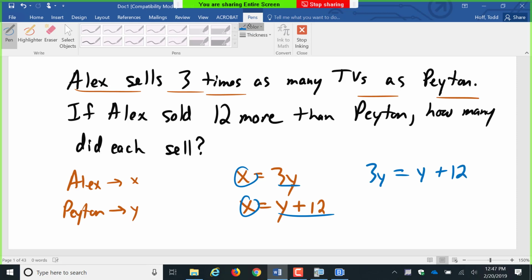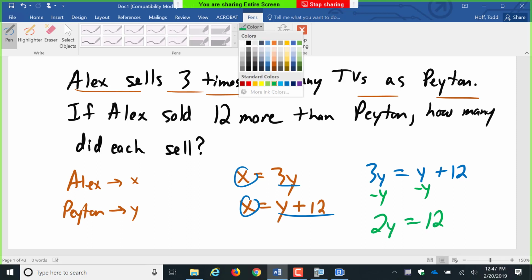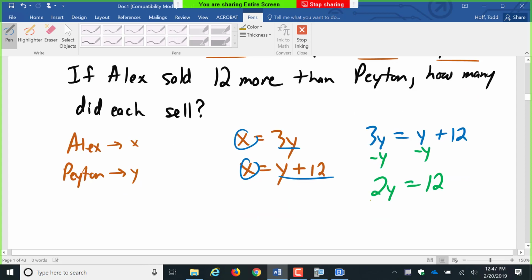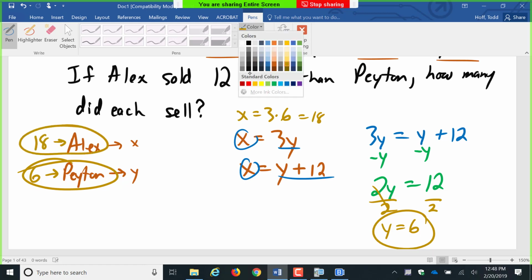What would we do from there? Subtract the Y to get 2Y equals 12, and then divide by 2 to get Y equals 6. So remember, Y represents which one? Peyton. So 6 is Peyton. How do we find Alex? 3 times 6. X equals 3 times Y, or X equals 3 times 6 is 18. Very good. So Alex is 18. Any questions there?